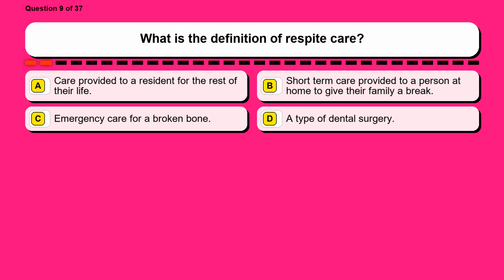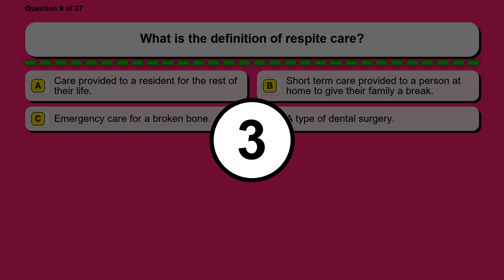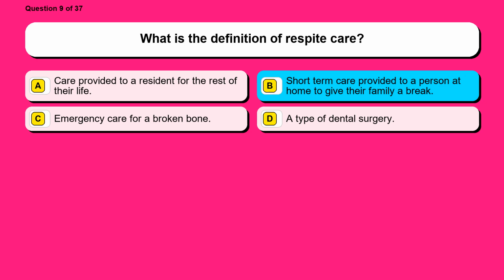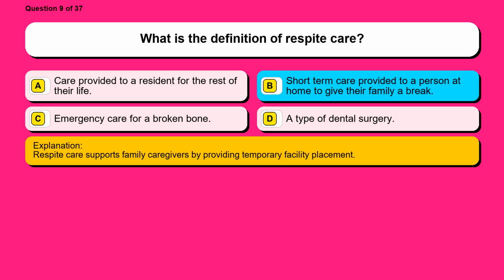Question 9. What is the definition of respite care? Option A. Care provided to a resident for the rest of their life. Option B. Short-term care provided to a person at home to give their family a break. Option C. Emergency care for a broken bone. Option D. A type of dental surgery. The correct answer is option B. Short-term care provided to a person at home to give their family a break. Respite care supports family caregivers by providing temporary facility placement.